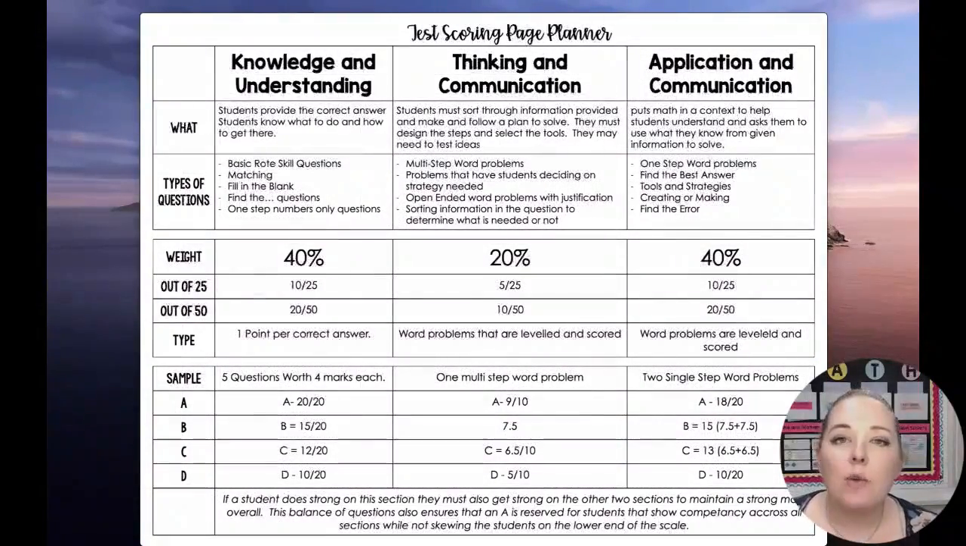Now, this is how we plan out a test. That's ultimately the question, is when we're creating a test, how do we make sure that our distribution of the types of questions, that we're not overrepresenting knowledge and understanding type questions, that we have a well-balanced test that assesses our students on all of the 4 levels of the achievement chart, the thinking, the application, the communication, and the knowledge and understanding. What percentage of our test should be made up of these types of questions?